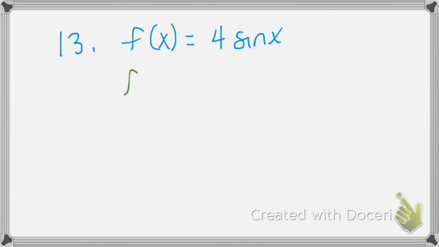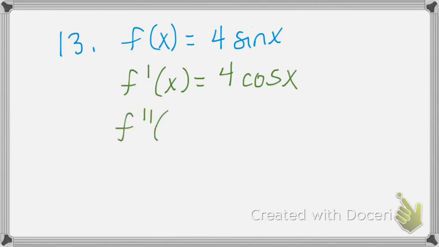Alright, one more. The first derivative of 4 sine of x would be 4 cosine of x. Now if I find the second derivative, the derivative of cosine is negative sine, so it would be negative 4 sine of x. Just keeps going back and forth between sine and cosine.